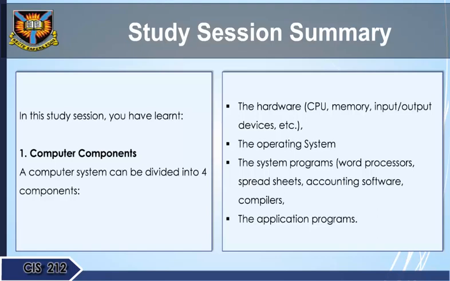Study session summary. In this study session, you have learned: 1. Computer components. A computer system can be divided into 4 components: the hardware, CPU, memory, input-output devices; the operating system; the system programs, word processors, spreadsheets, accounting software, compilers; and the application programs.